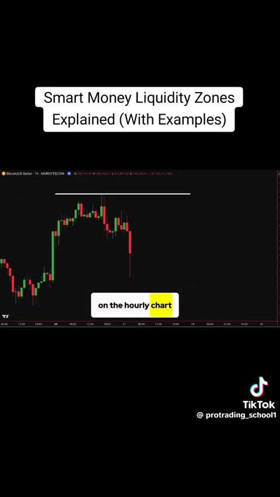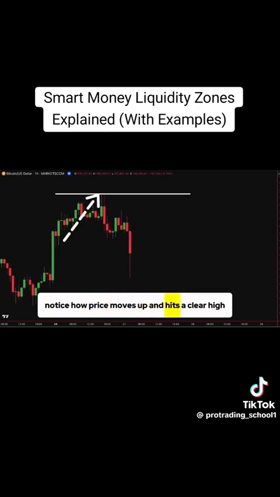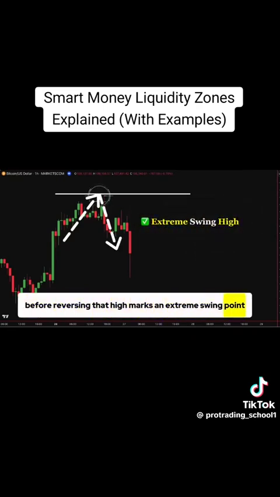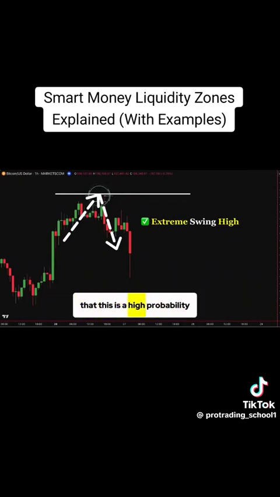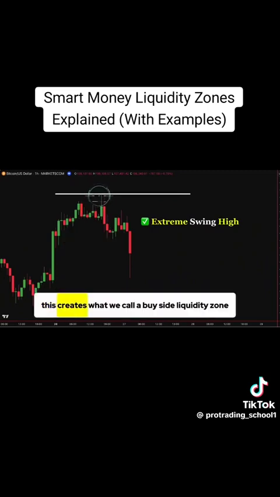Notice how price moves up and hits a clear high before reversing. That high marks an extreme swing point, and it's our first clue that this is a high probability liquidity zone. When price forms a clear swing high like this, it naturally attracts attention. Traders start placing limit sell orders at the level, and those already in short positions place stop losses above it. This creates what we call a buy-side liquidity zone, an area full of orders waiting to be triggered.